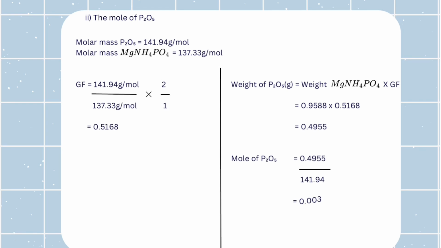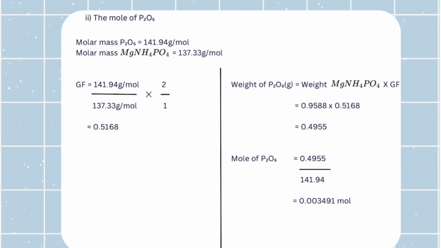For the next question, we need to find the mole of phosphorus pentoxide. Firstly, we need to find the GF by dividing the molar mass of phosphorus pentoxide by the molar mass of magnesium ammonium phosphate. So 141.94 gram per mole over 137.33 gram per mole times 2, we will get 0.5168. Once we have GF, we need to multiply it with the weight of magnesium ammonium phosphate to find the mass of phosphorus pentoxide. So the weight of magnesium ammonium phosphate is 0.9588 times the GF 0.5168, we will get 0.4955.